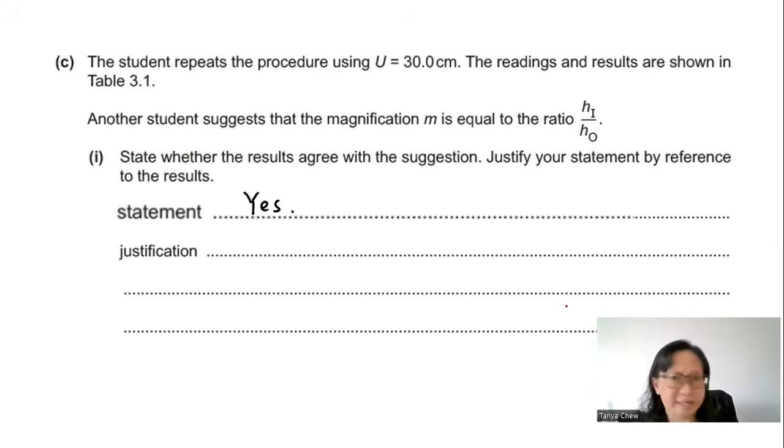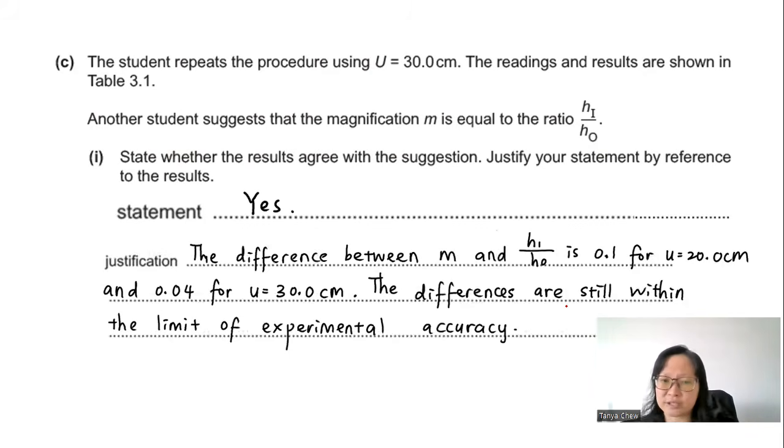So my statement is yes, agree. Why? The justification is because the difference between m and the ratio hi over h naught is only 0.1 for u equals 20 cm and 0.04 for u equals 30 cm. So I think the differences are still within the limit of my experimental accuracy. So that's my reason.